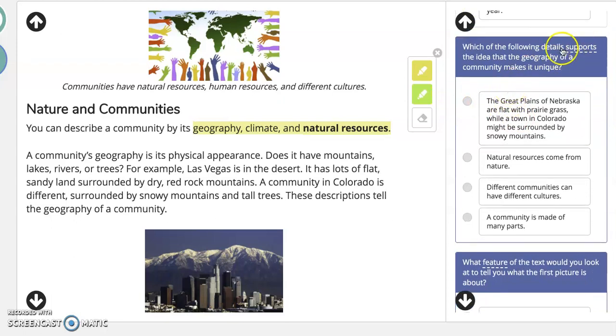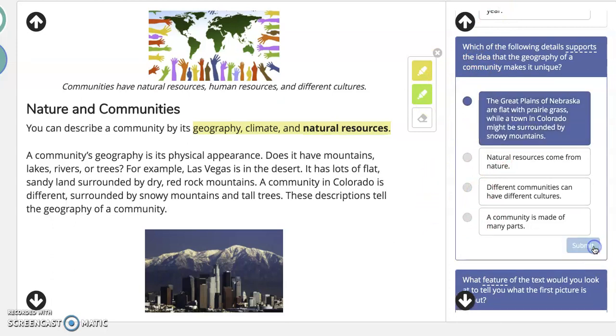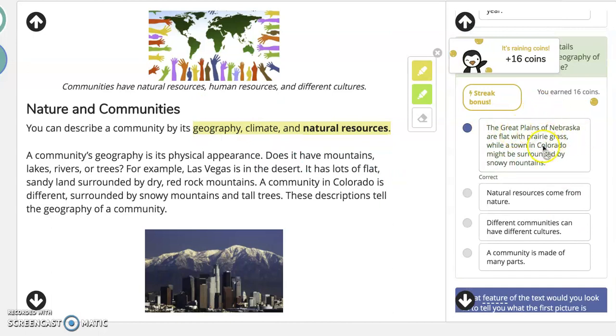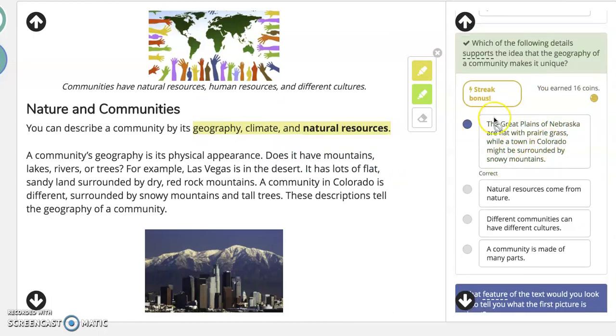Which of the following details supports the idea that the geography of a community makes it unique? Okay. The Great Plains of Nebraska are flat with prairie grass, while a town in Colorado might be surrounded by snowy mountains. Natural resources come from nature. Different communities can have different cultures, or a community is made of many parts. Which one of these is talking about the geography of the community? Yeah, this one. This is telling me that this has this type of geography and this has this type of geography. Excellent.